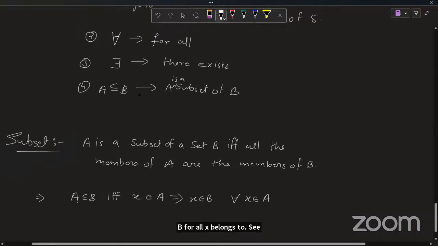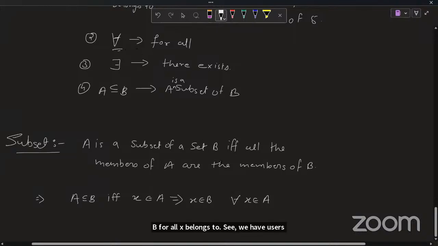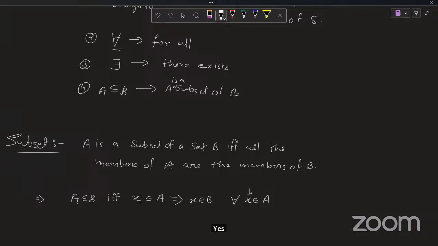See, we have used most of the word. This is for all. It means that I am talking about each and every element which is inside A. So what does it mean? If X is inside A, or X belongs to A, or X is a member of A, then X has to be a member of B.